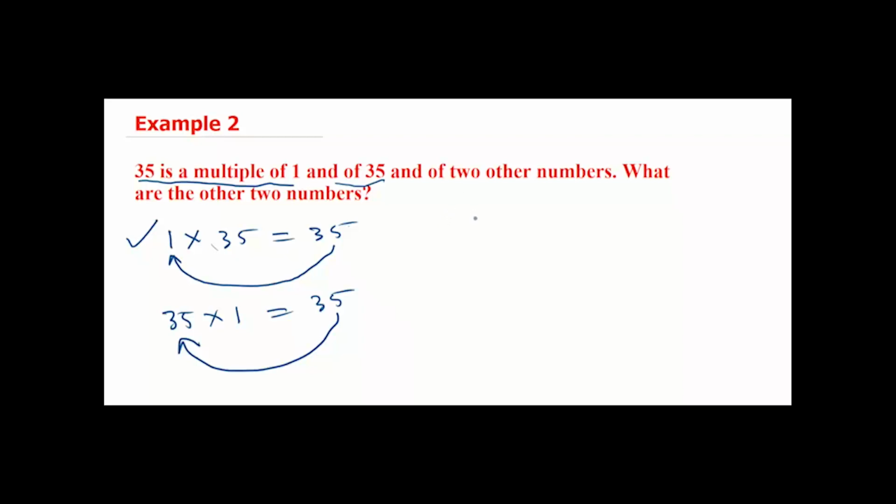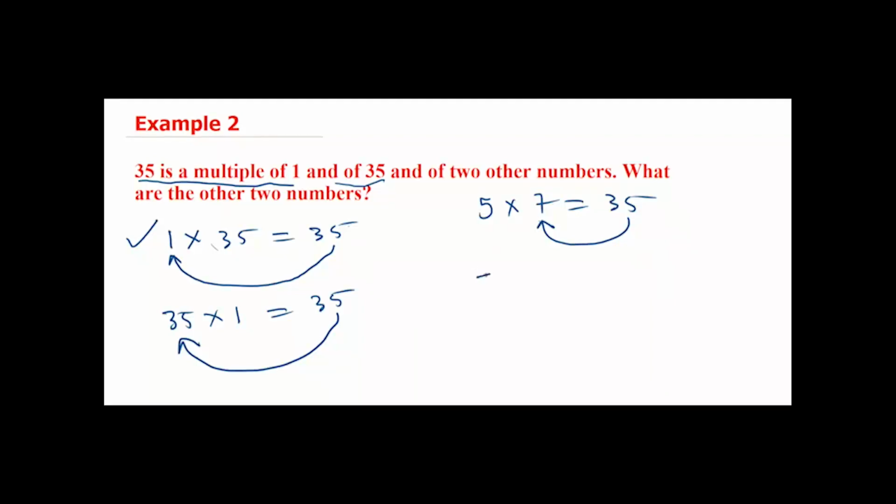So we know that 5 times 7 will give us 35. So that implies that 35 is a multiple of 5 and also a multiple of 7. So if you have 5 times 7, it will be equal to 35. So that means 35 is the 7th multiple of 5. That is it. So 35 is the 7th multiple of 5.